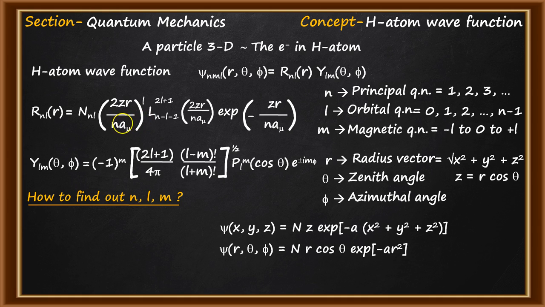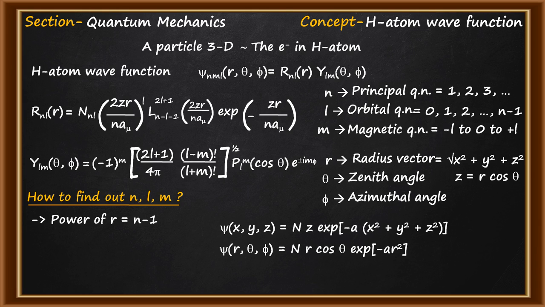the power of R, if you look at this term, is here 2zr divided by n a mu, whole to the power L. Here R is raised to the power L, and the maximum value L can take is n minus 1. So the first trick is the power of R will give you n minus 1, and from this you can calculate n, that is the principal quantum number.